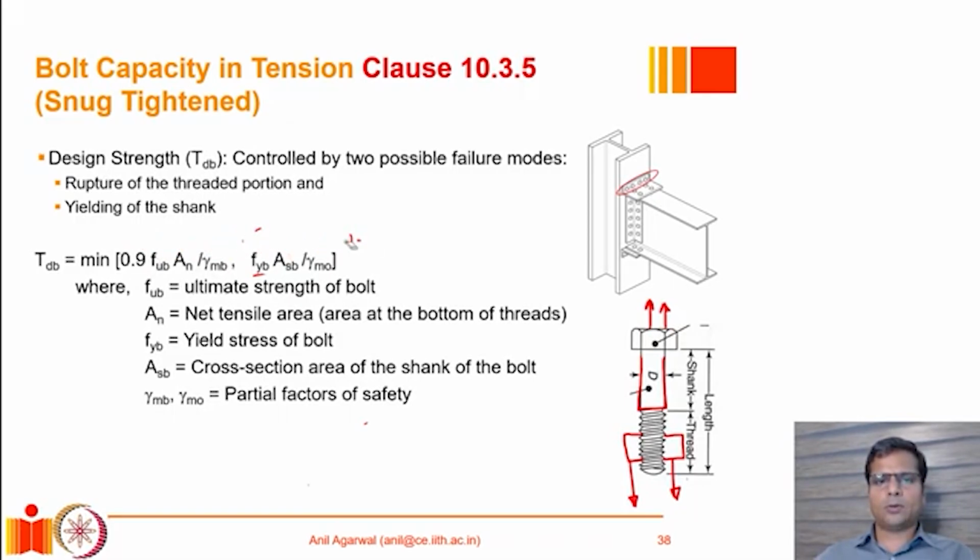Now, as we already know, Fu value, for example, if I have a bolt of grade 8.8, then Fu value will be 800, and Fy value for this bolt will be approximately 640 MPa, right? Similarly, the relationship between An and As is that An is approximately 78% of As, the shank area. So with these two relationships we already know, and we know the values of gamma mb and gamma m0. So by using these values we can calculate the tensile strength of a bolt.